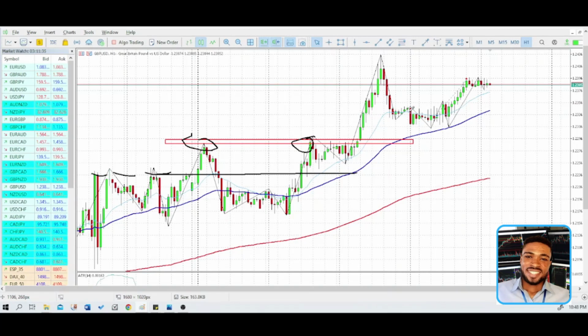And how do you find this pattern? This is a pattern I traded on Friday. I want to show you. Can you see the MT5 has logged me in?